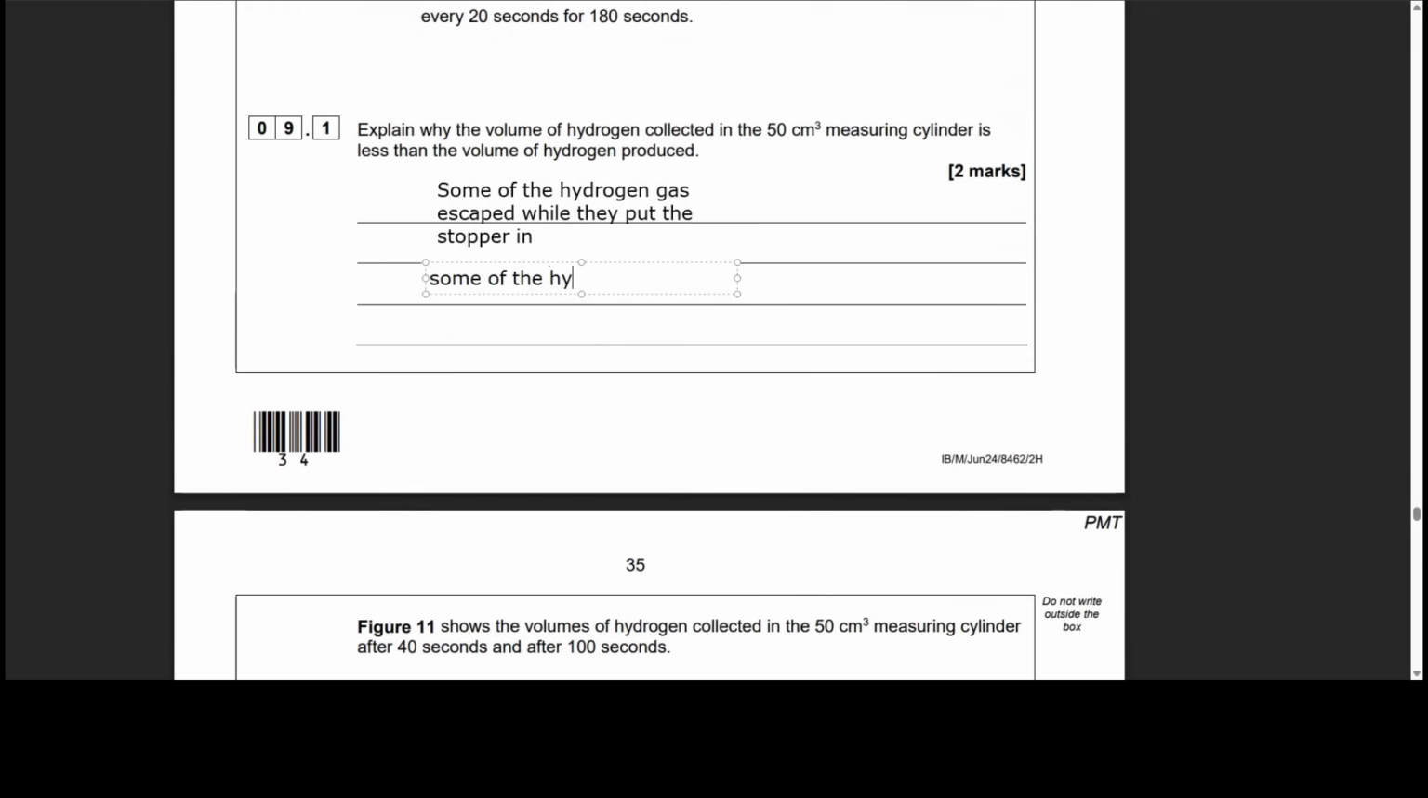Some of the hydrogen gas stayed in the delivery tube. Let's say it just got trapped in the tube. Some dissolved in the water. And there we go. Hopefully that will get me 2 marks. These are all possibilities, yeah? The most obvious one is some hydrogen gas escapes. That's very traditional, very common while you're putting the bung in. It's one of the weaknesses of that experimental setup.